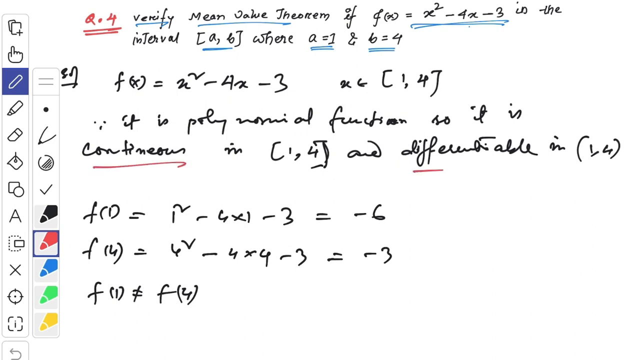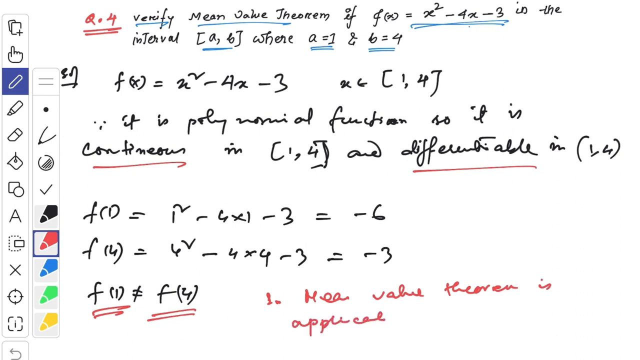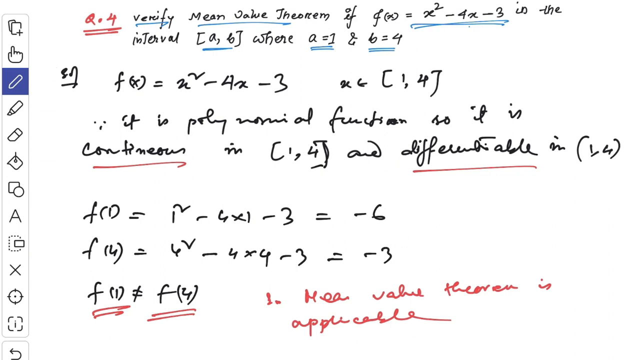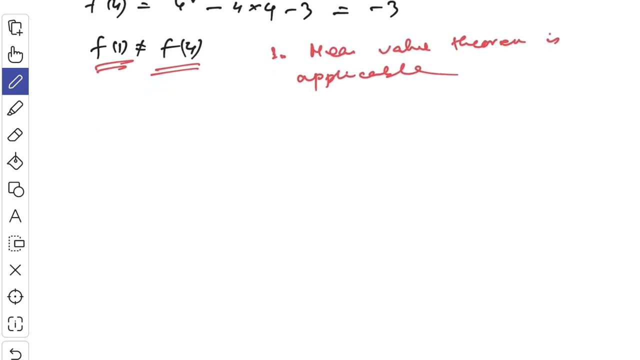It is continuous, differentiable, and f of 1 is not equal to f of 4. So that's why we can say that the mean value theorem is applicable. Okay, so now let us verify it. So to verify it, let me scroll down a page.